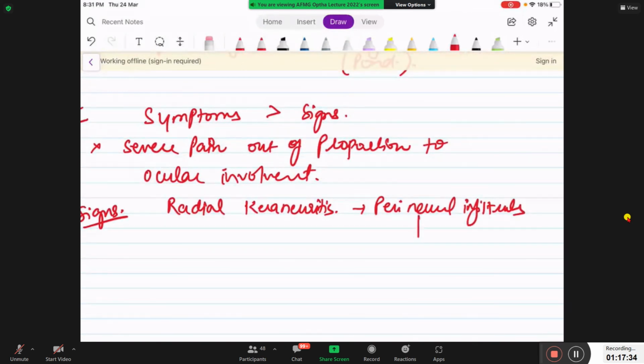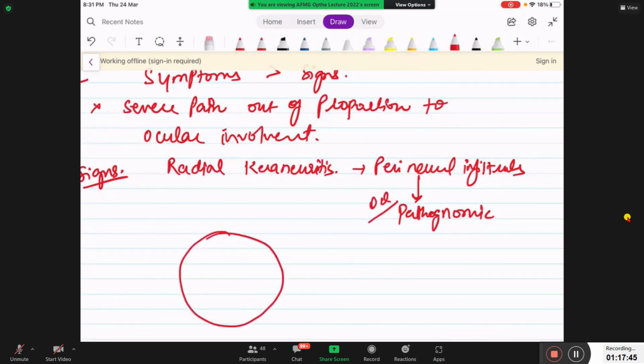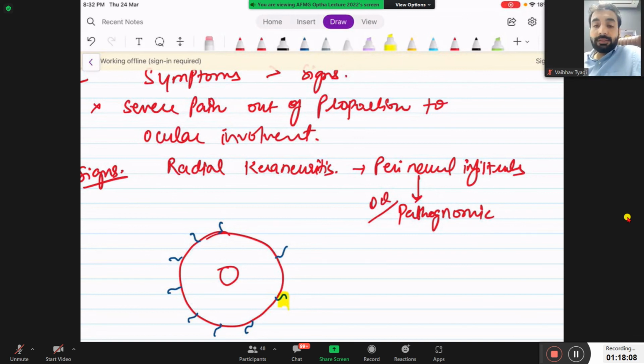Perineural infiltrates are seen, which are the pathognomonic sign of acanthamoeba keratitis. Now, suppose this is our cornea, this is our pupil. These are, suppose, small corneal nerves which are supplying the limbus. The problem with acanthamoeba is that it invades your corneal nerves and gives you infiltrates in the corneal nerves. So these infiltrates are called perineural infiltrates, which are the pathognomonic sign of acanthamoeba keratitis.